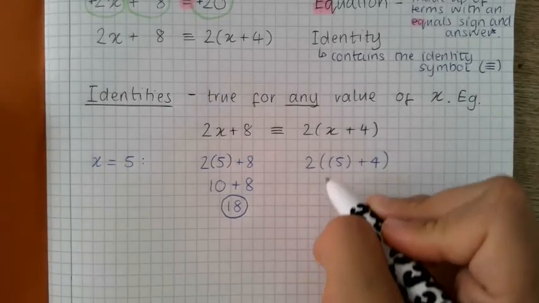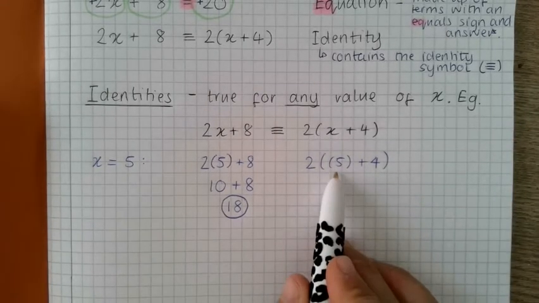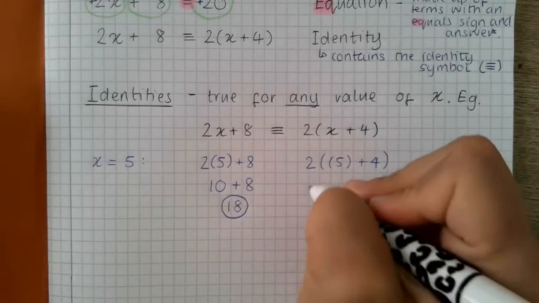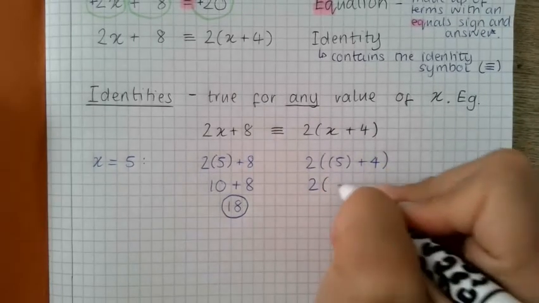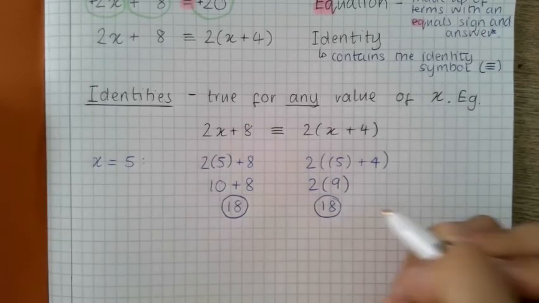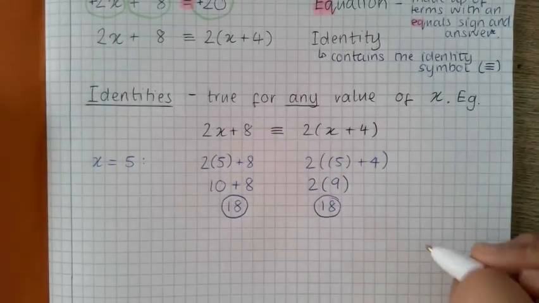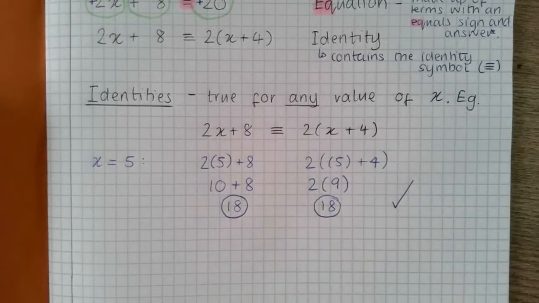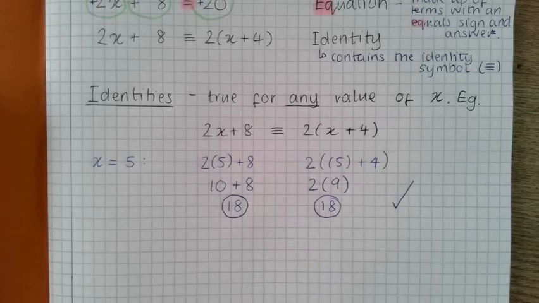On the right-hand side we have 2 bracket 5 plus 4. We know we must do brackets first by following BIDMAS. So inside the bracket 5 plus 4 is 9, and that also gives us 18. So we can see that this value of x equals 5 satisfies this identity because the left-hand side and the right-hand side both give 18.